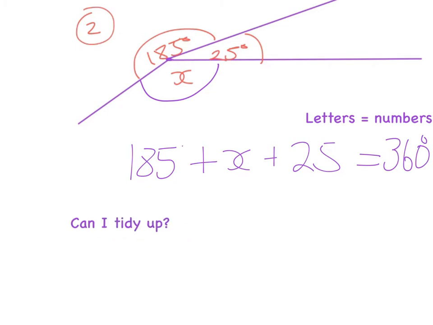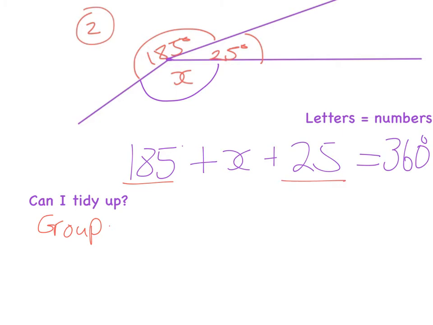Have a look at the question. You have 185 plus x plus 25 equals 360. Can I tidy up? The key word is, can I group anything? Hopefully you're spotting that you can group the 185 and the 25. If I add them together, that gives me 210 degrees plus x equals 360 degrees.